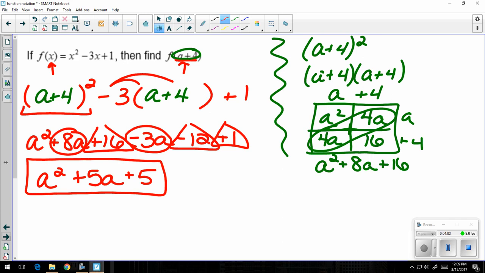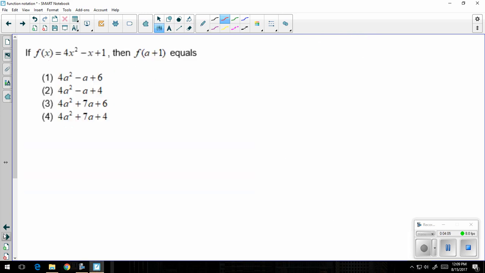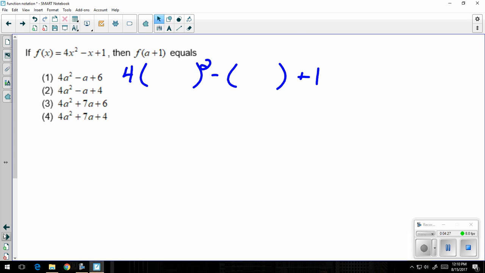Let's take a look at one more example. This time I have f of x is equal to 4x squared minus x plus 1. They want me to find f of a plus 1. So I'm going to start by setting it up with parentheses. Anywhere I saw an x, I put a parentheses. Now, anywhere I have a parentheses, I'm going to fill it in with a plus 1.